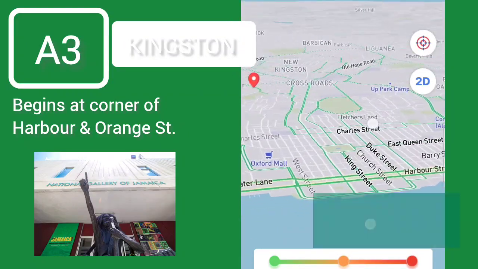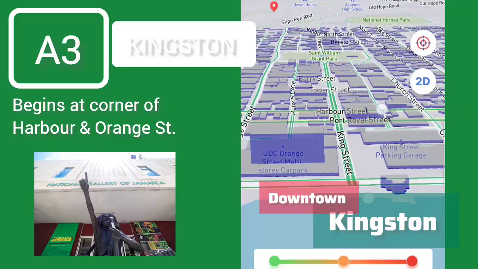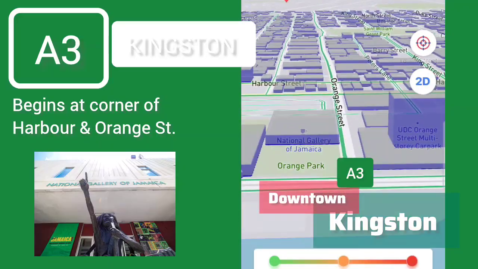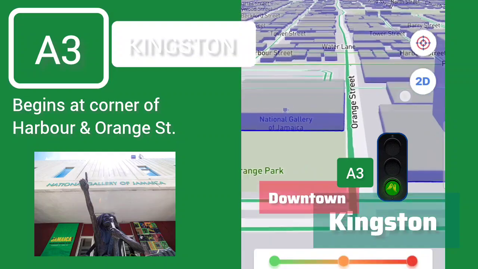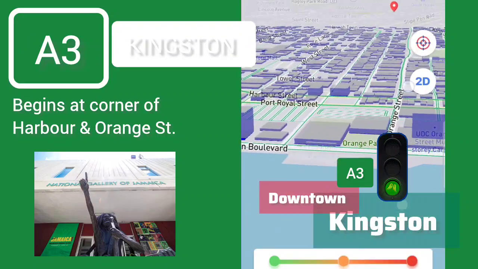at Orange Street because we're gonna start right here at Orange Street. No, not Pink Street, Orange Street. Yes, we're starting at Orange Street right by the National Gallery of Jamaica, Orange Park. And this is the Kingston Harbour, as you can see.